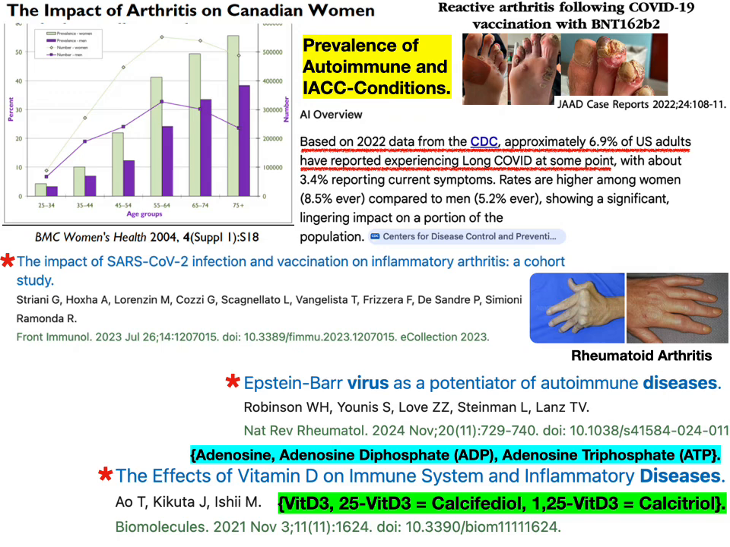Now, looking at long COVID, an AI overview. Based on 2022 data from the CDC, approximately 7% of U.S. adults have reported experiencing long COVID at some point. Now, that number could likely be increasing as more and more people develop COVID infections and a subset of them develop long COVID. With about 3.4% reporting current symptoms, rates are higher among women compared to men, showing a significant lingering impact on a portion of the population.